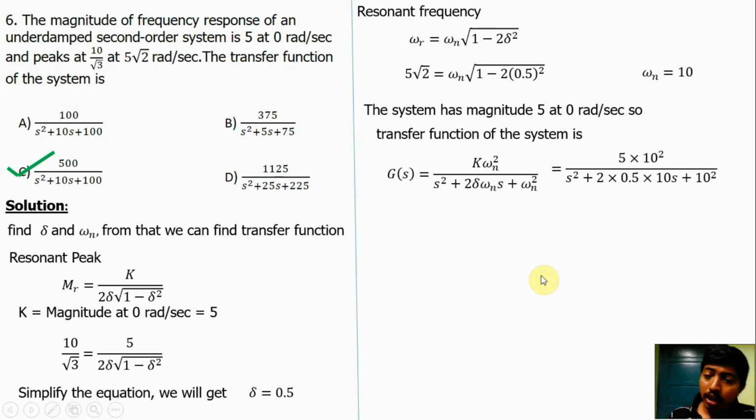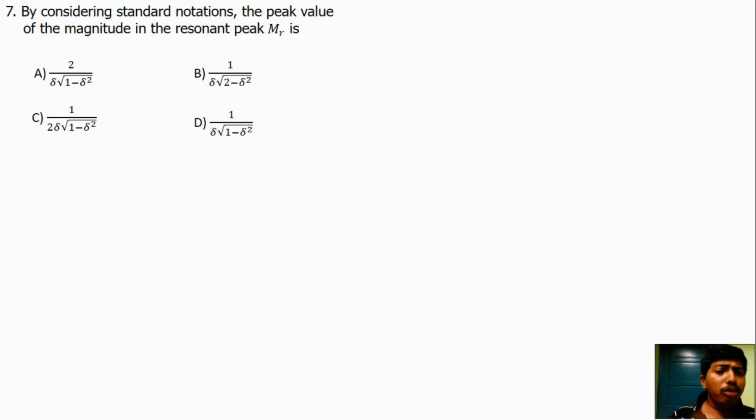If the system is G(s) equal to omega n squared divided by s² plus 2δ omega n s plus omega n squared, then the resonance peak formula is Mr equal to 1 by 2δ root of 1 minus δ², because the magnitude at 0 radian per second is 1. Okay, K value is 1. Next question. You have to find the formula for the standard notations. The resonant peak formula is 1 by 2δ root of 1 minus δ². So option C is correct. Next question.